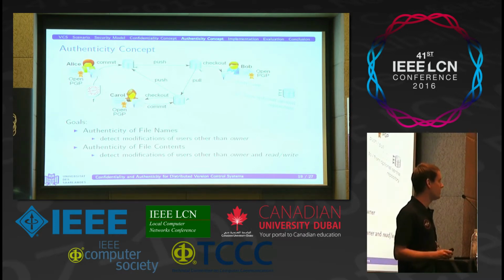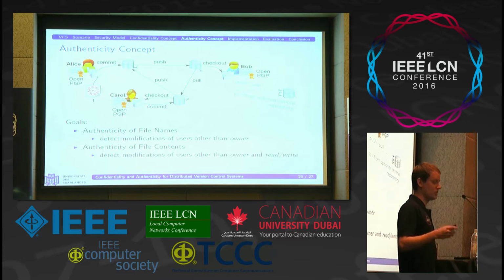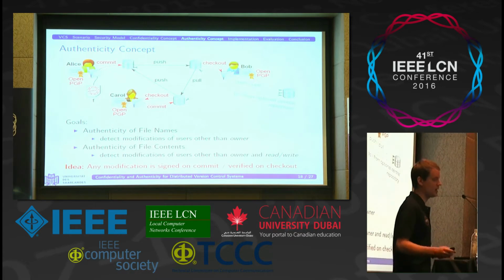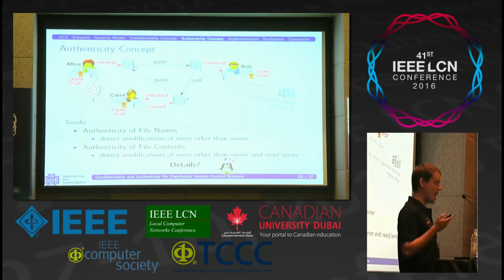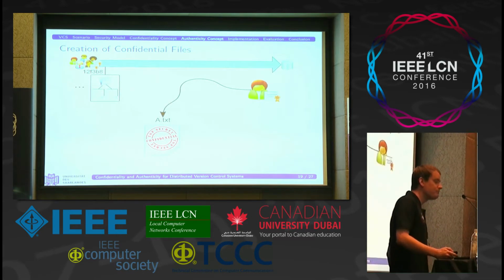Now, regarding the authenticity concept, our goal was to provide authenticity of both file names and contents. As we already require our users to have OpenPGP certificates, it is obvious to require the users to sign all modifications that they perform and store these signatures in the repository. So they are signed, and again we do that during commit and checkout operations, so after encryption and before decryption. The details, of course, are a bit more complex, so let's have a look at this.